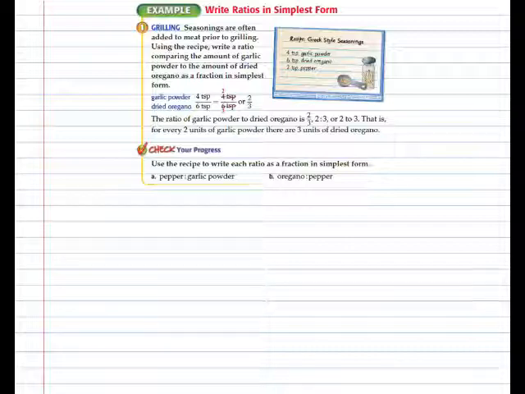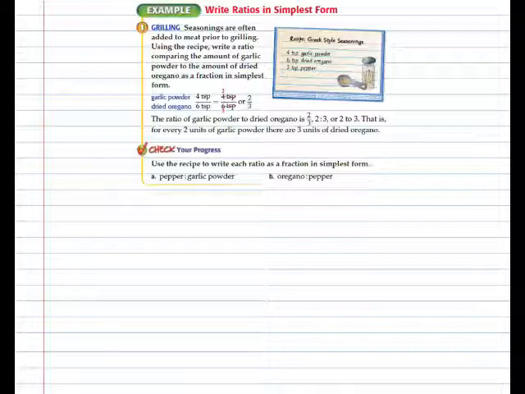In our real world examples, seasonings are often added to meat prior to grilling. Use the recipe to write a ratio comparing the amount of garlic powder to the amount of dried oregano as a fraction in simplest form. I have 4 tablespoons of garlic powder expressed here. I have 6 tablespoons of dried oregano. I write this as a fraction, 4 over 6. I divide by the common factor of 2. 4 divided by 2 is 2. 6 divided by 2 is 3. So the ratio of garlic powder to dried oregano is the fraction 2/3, or 2 colon 3, or 2 to 3. That is, for every 2 units of garlic powder, there are 3 units of dried oregano.